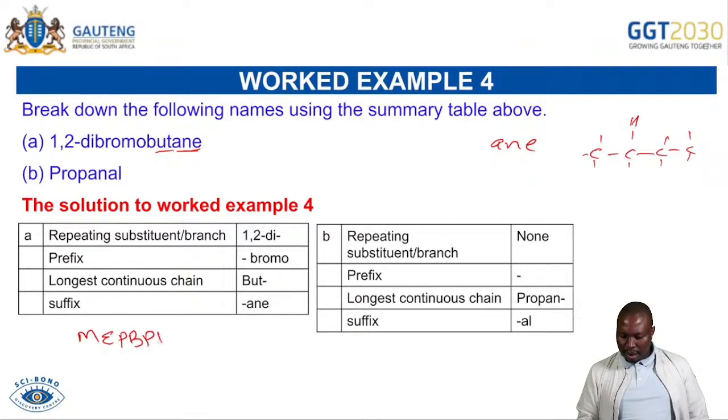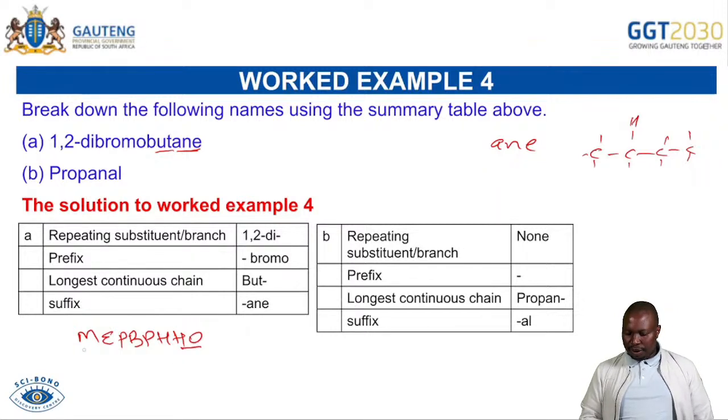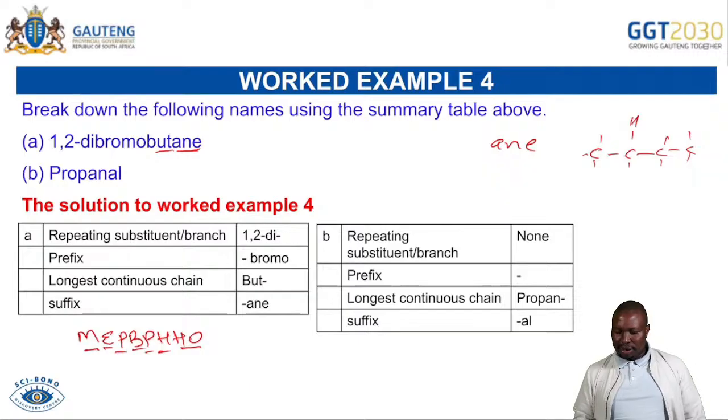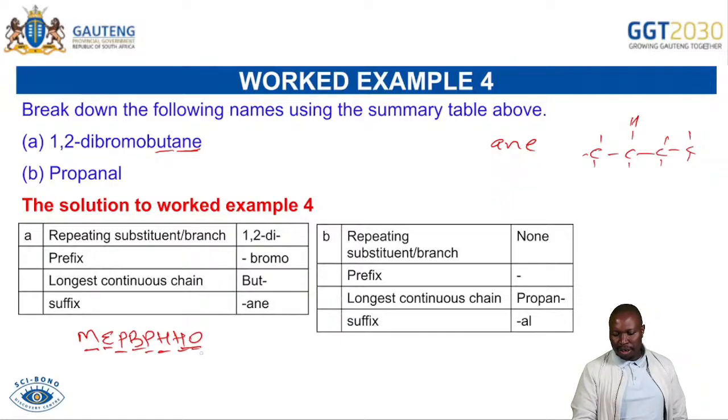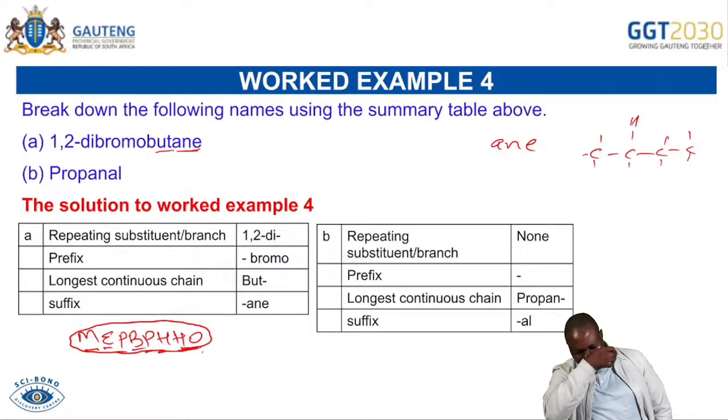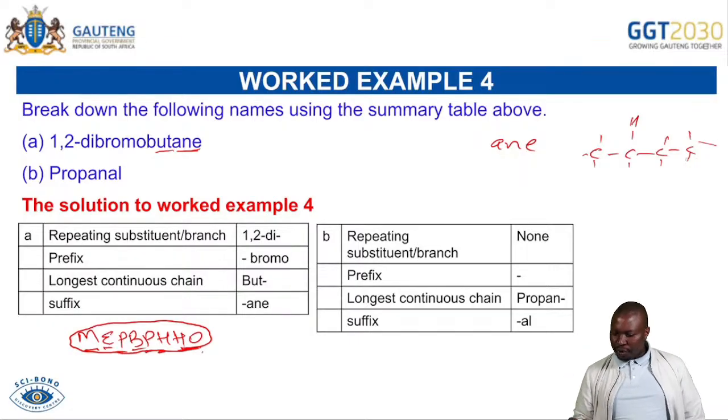I usually say for learners to remember, you say MAP BPH. Now you only do up to that, so you will end up there. Meth is 1 carbon, eth 2 carbons, prop 3 carbons, but 4 carbons, pent 5 carbons, hex 6 carbons, hept 7 carbons, oct 8 carbons, because we do only up to that. So it's MAP BPH, so that you always remember that. Now in this one, "but" is 4, "ane" means carbon single bonds and carbon-hydrogen single bonds. That is the "ane" part.